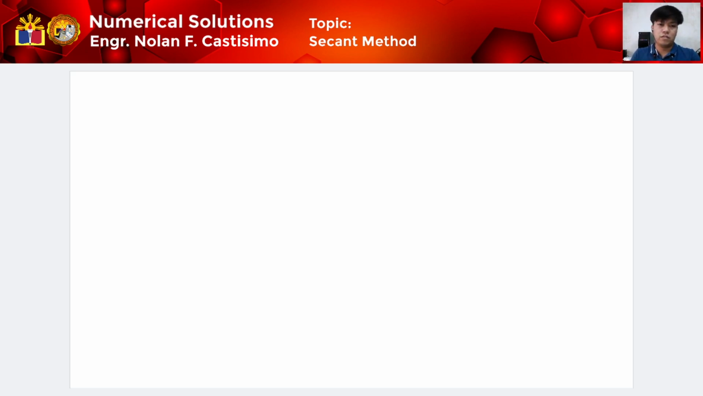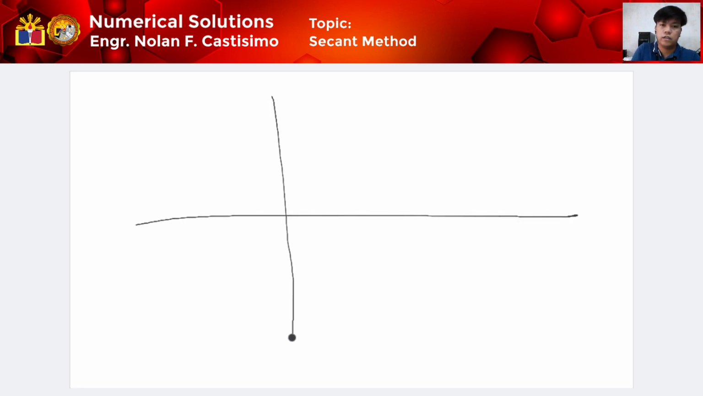Now we're going to discuss the second method under root finding of numerical solutions. So let's say we have an axis x and our y, and we have our favorite function, this one. This is our function.